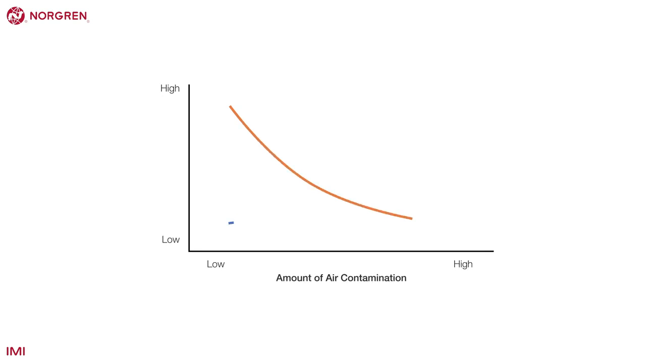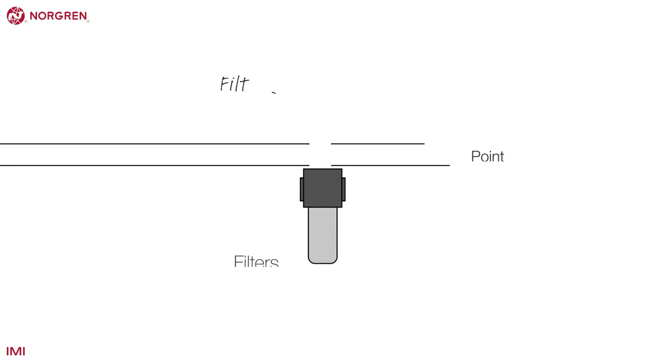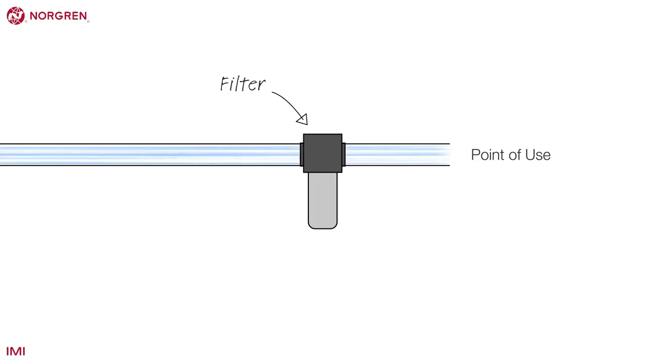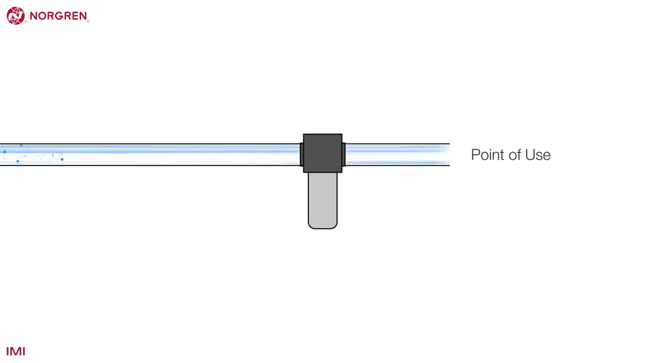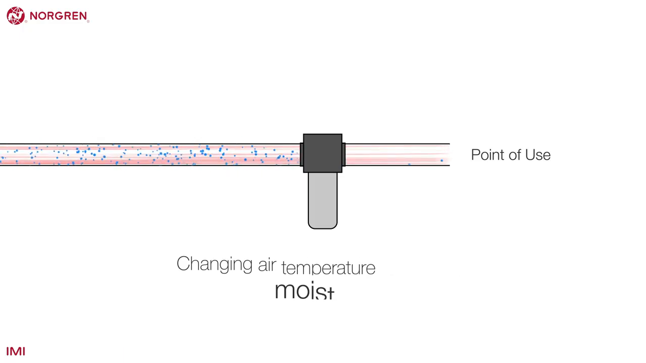Filtering air obviously costs money, but every application will benefit. The correct filter with the proper maintenance will pay for itself through increased production efficiency. Filtering air is nearly always best at the point of use, but has benefits throughout the system. Filters at the point of use can remove any contaminants that enter the system after they have left the air receiver. For example, changing air temperature may cause moisture on the way to the point of use.